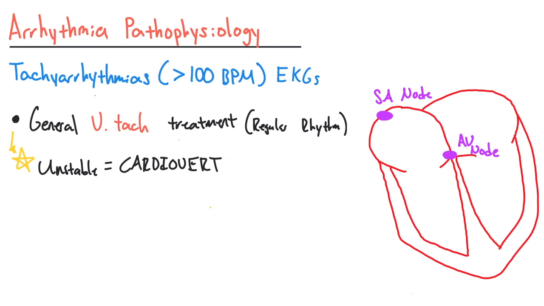Other things that can be tried if your patient is generally stable, they're not doing too poorly, we can try amiodarone, or we could also try procainamide.